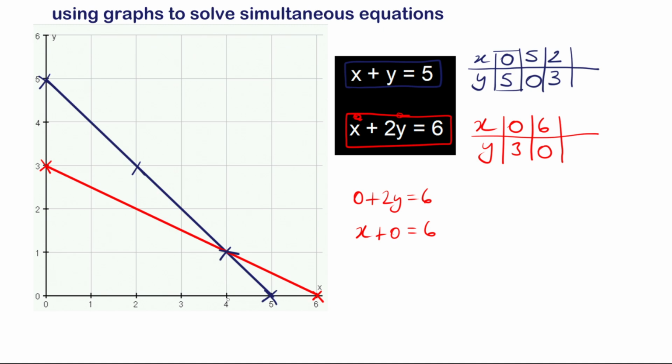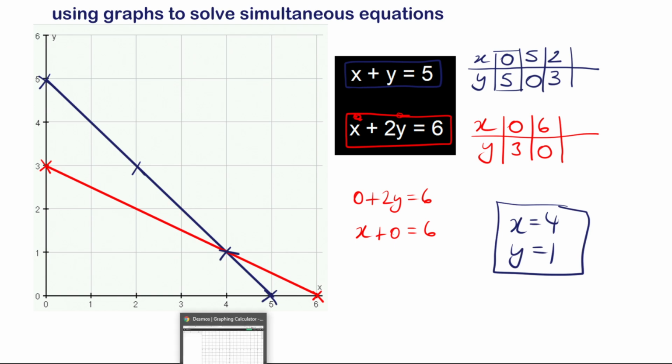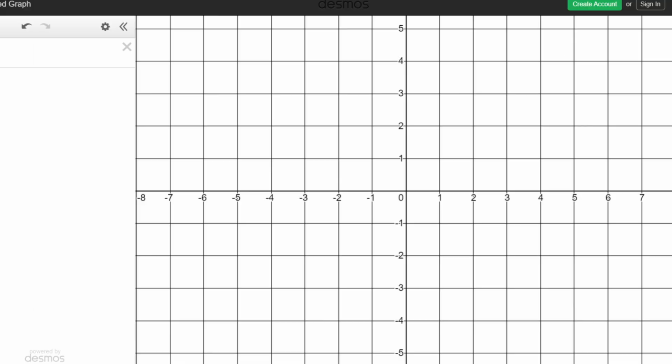Okay, now, the point about this is that obviously the solutions to the blue one are on the blue line, the solutions to the red equation are on the red line, and we're looking for the solution that fits both equations. So basically looking for where the 2 lines cross will be the solution. So we can see here it's 4 and 1. So x equals 4 and y equals 1.